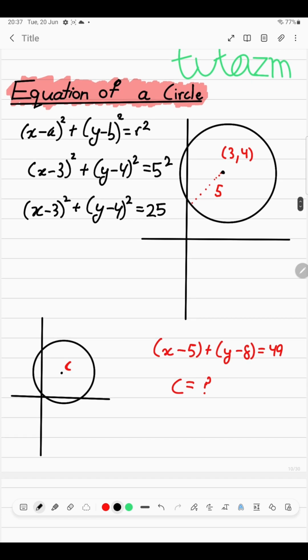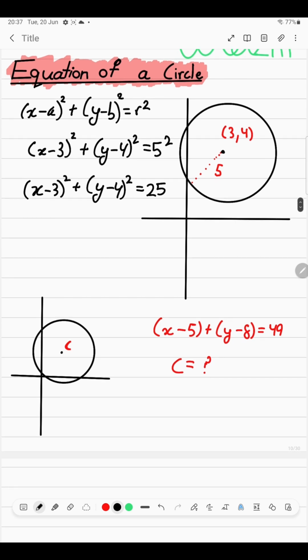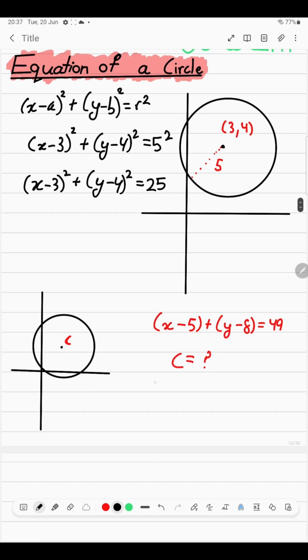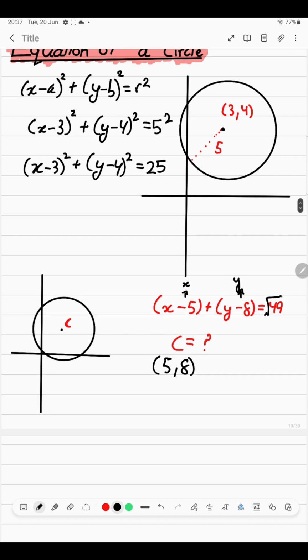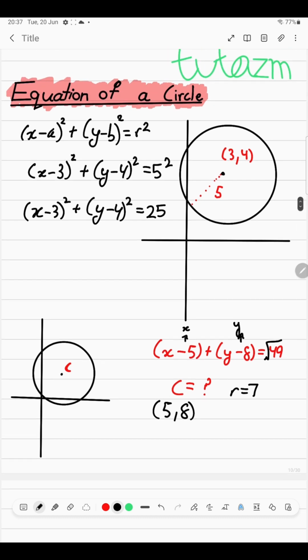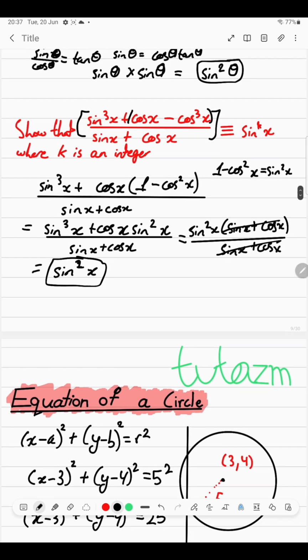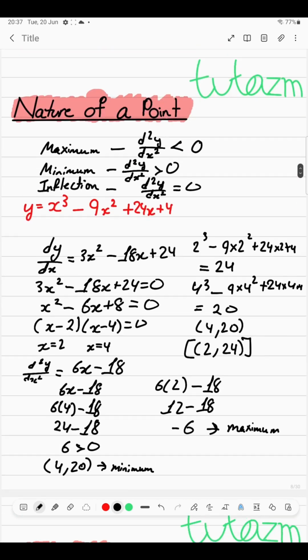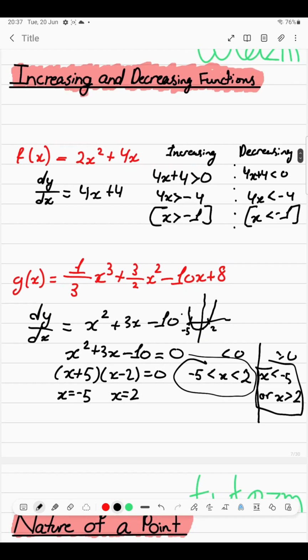You could also be given the equation of the circle and asked what its centre would be. So in this case, the centre would simply be (5, 8). So you take this number here as the x, this number here as the y, but you have to flip the sign. And then the radius, just as a bonus, is the square root of 49, which would be 7. Alright, these are all the topics that I think are likely to come up on tomorrow's exam.